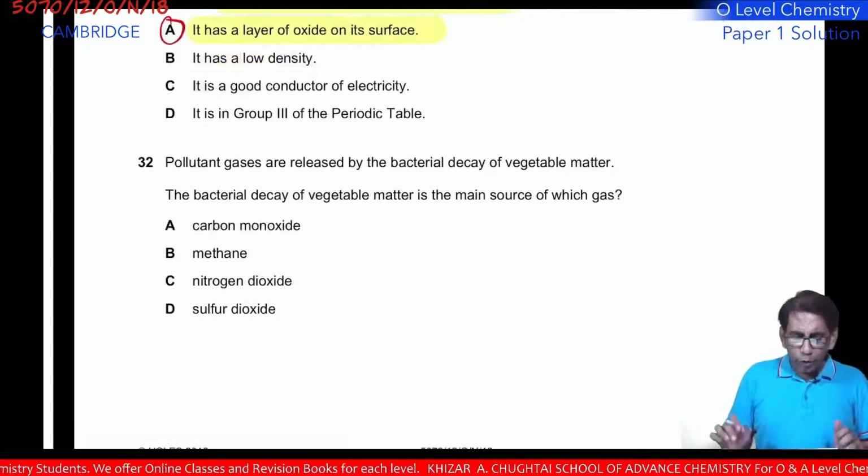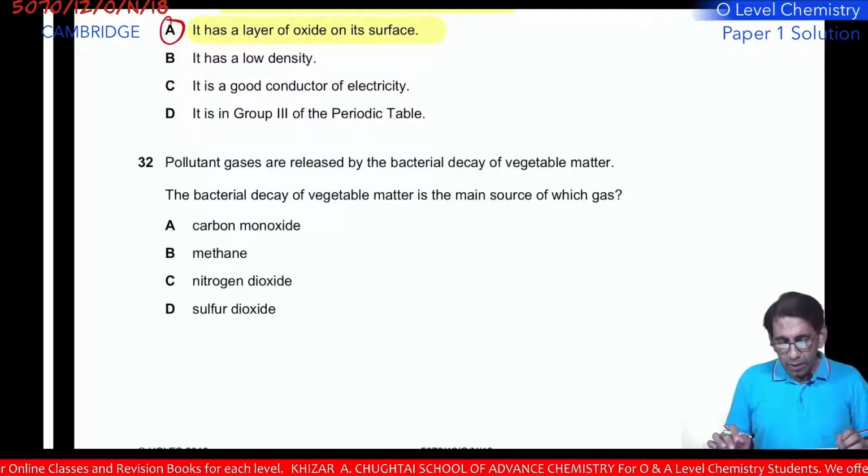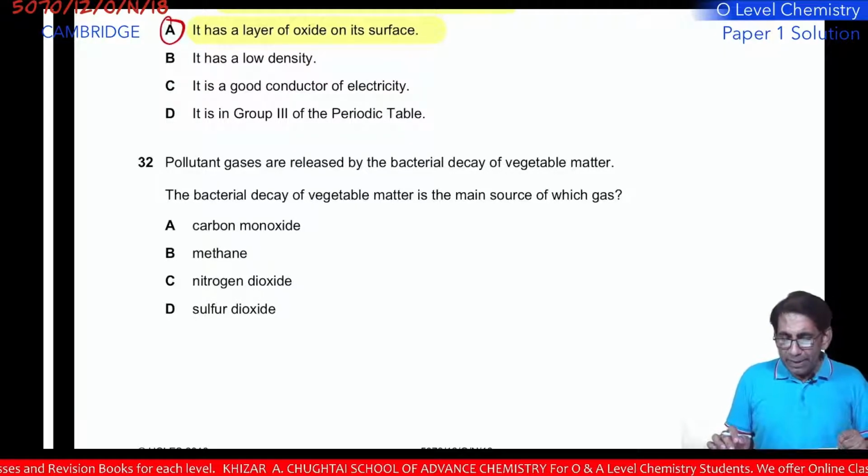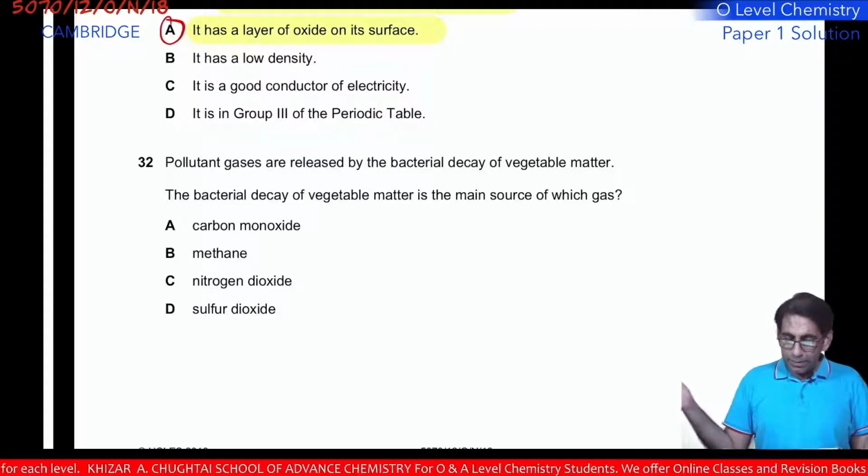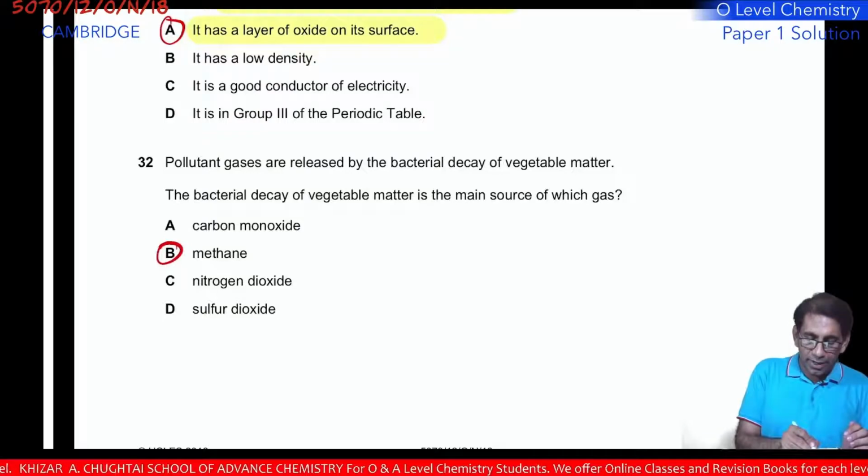Question 32. Pollutant gases are released by the bacterial decay of vegetable matter. The bacterial decay of vegetable matter is the main source of which gas? Methane gas. And here it is B.